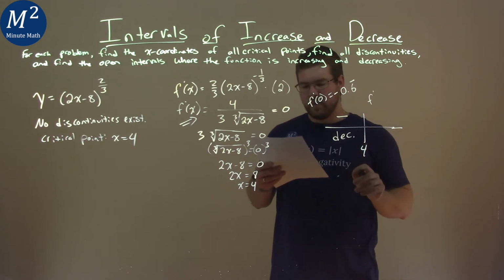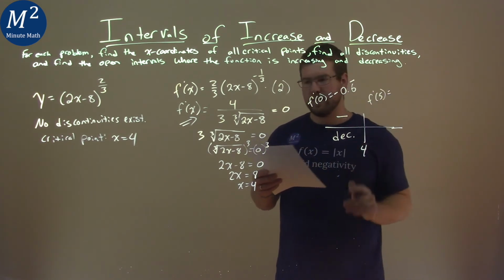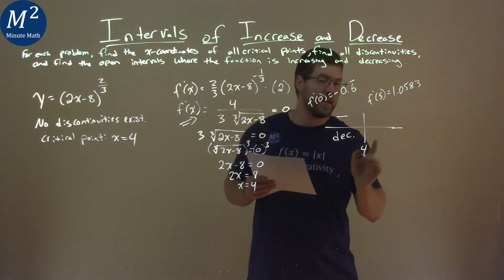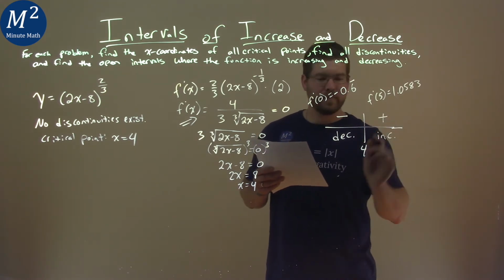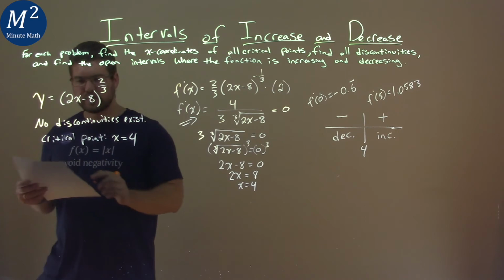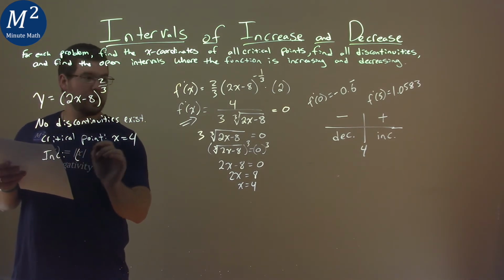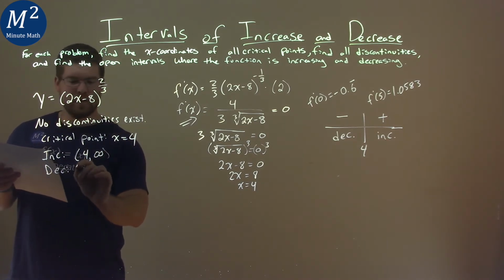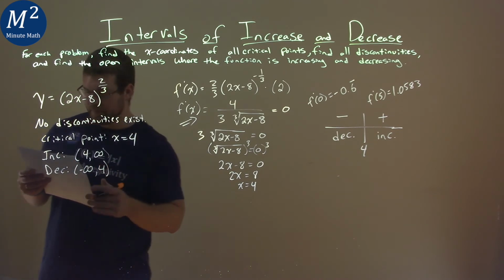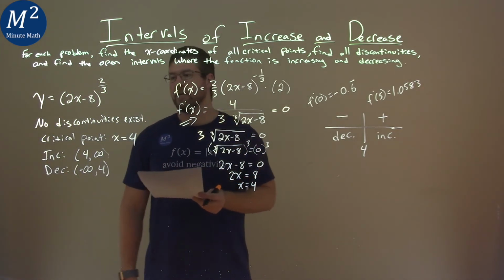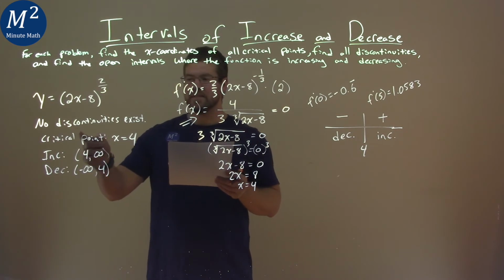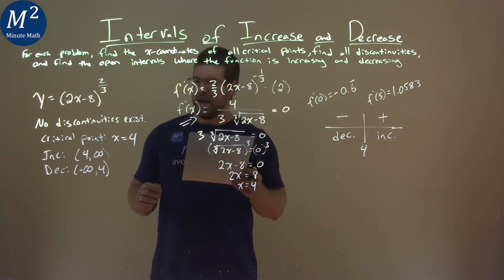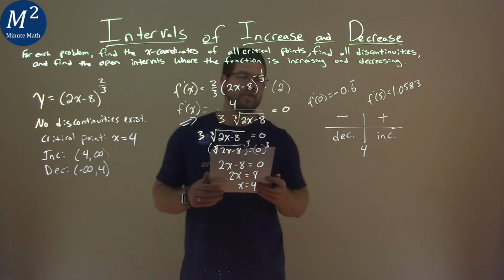I found a value that was bigger than 4, and I picked 5. So f prime of 5, when I plugged it into my derivative, came out to be 1.0583. I don't really care what the number is, only that it's positive, and we're increasing. So now we have our intervals here. Our function is increasing on the interval from 4 to positive infinity, and decreasing on the interval from negative infinity to positive 4. So our final answer is that no discontinuities exist, our critical point is at x equals 4, and we're increasing from 4 to positive infinity and decreasing from negative infinity to positive 4.